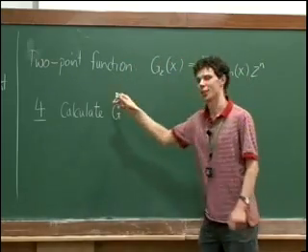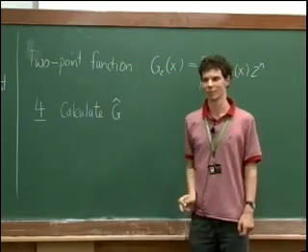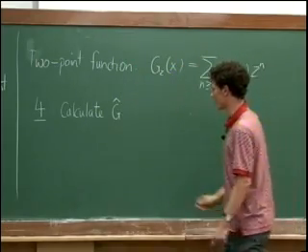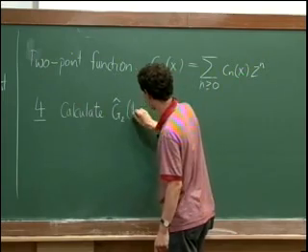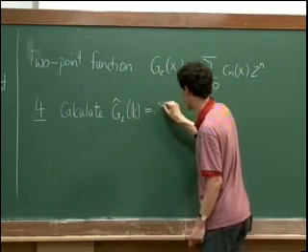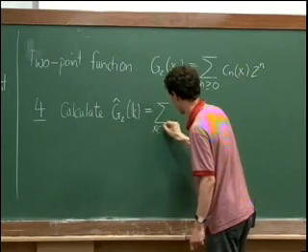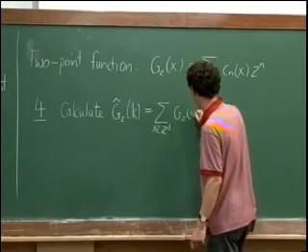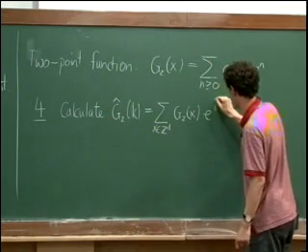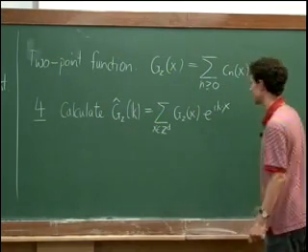So in fact, we're interested in the Fourier transform of the two-point function. So the Fourier transform of the two-point function is defined as the sum over all points x in Z^d of the two-point function valued at x times e^{ik·x}.